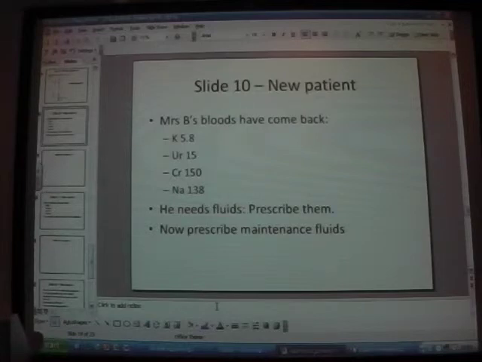Give? Just guess. That's how confident you are with what you prescribed.